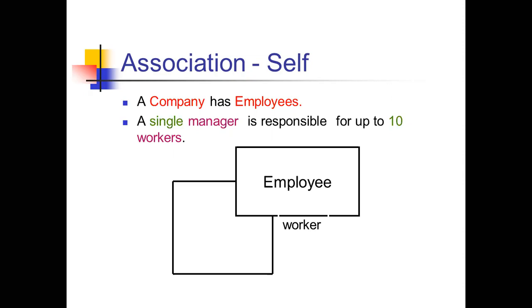We have seen the recursive association. Here you can see the company and employee. A single manager is responsible for up to 10 workers, so we can add the responsibilities here. You can see the company is having employees, and a single manager is responsible for 0 to 10 workers.